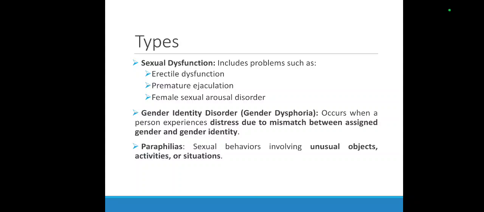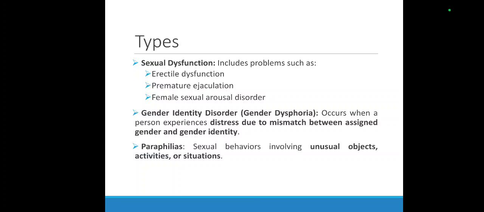Now, this patient who experienced gender dysphoria, this occurs when a person experiences distress due to mismatch between assigned gender and gender identity. So they don't believe that they were born as male or they were born as female. So, gender dysphoria, this is a mental disorder. Okay? It's not how they were born. It's how they perceive themselves to be. Okay? And that is actually a mental disorder.